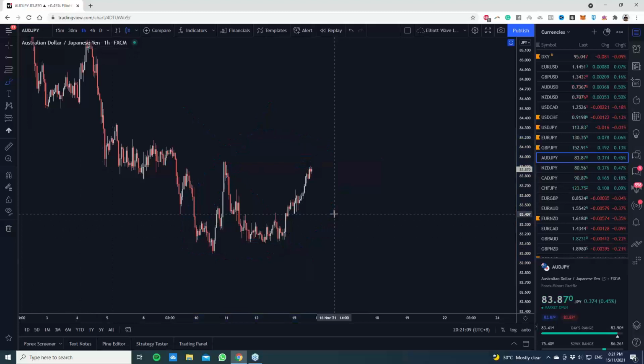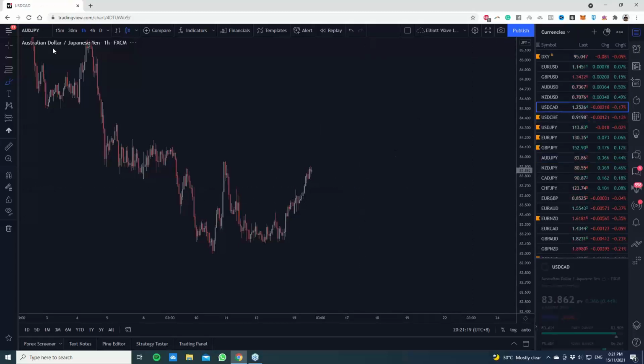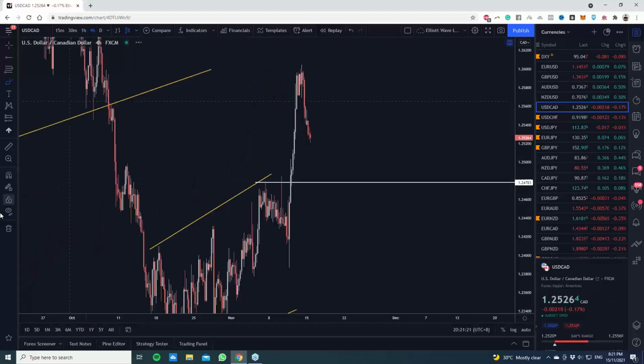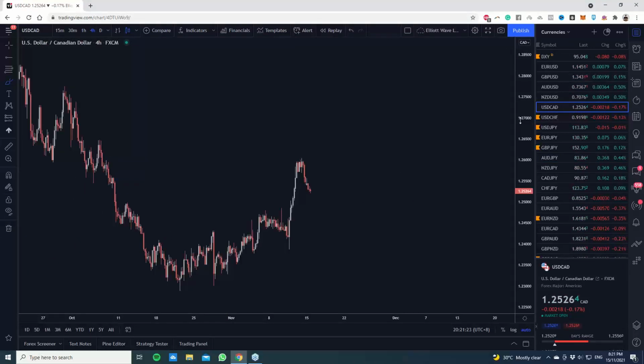So when you identify something like this, for example Aussie Yen on the 1 hour time frame, you just skip it, because there's no trend and you do not want to trade it. Now let me bring you back to Dollar Canadian. If you take a look at Dollar Canadian, right now we are here. That was this established point. This is where we are right now.